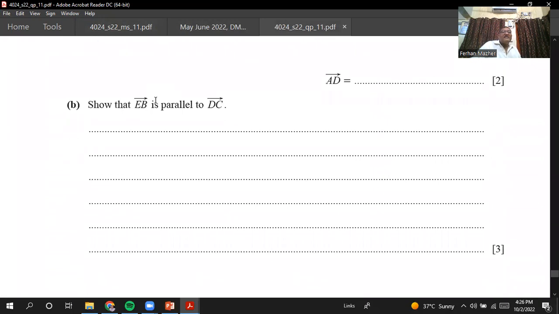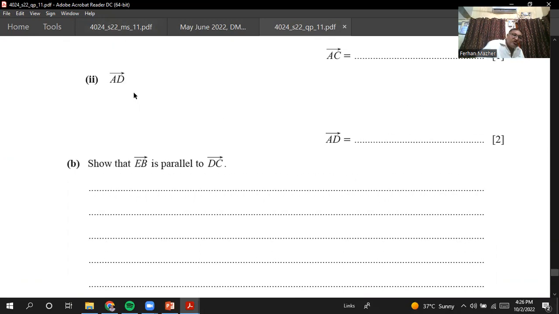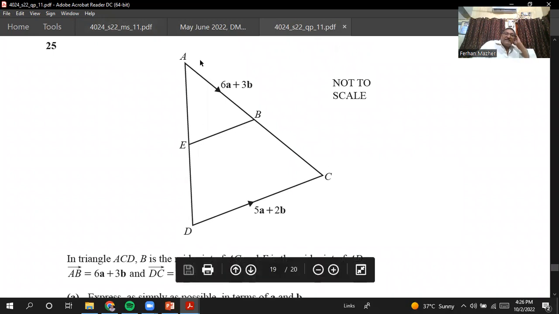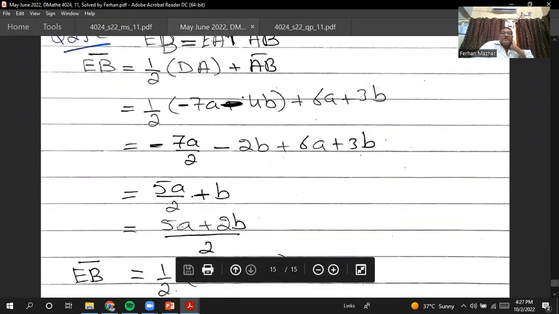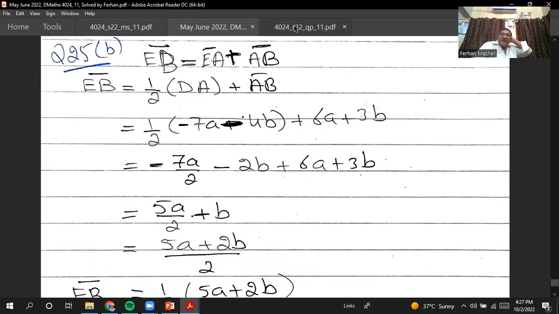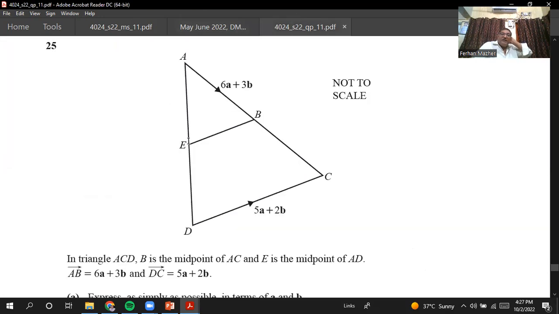Okay, the next question says show that EB is parallel to DC. They want me to show that EB is parallel to the CD. Okay, very simple. EB is equal to EA plus AB. First of all, I want to find out the value of the EB. EB will be EA plus AB. That's the bypass.